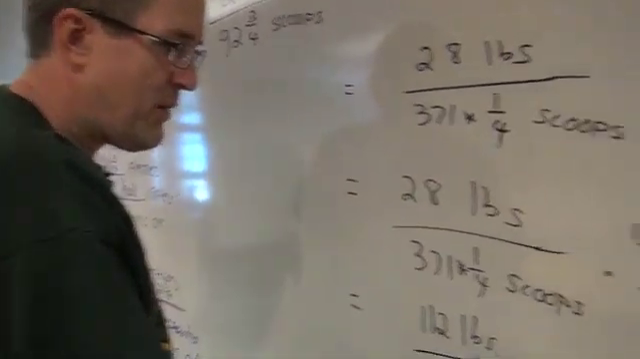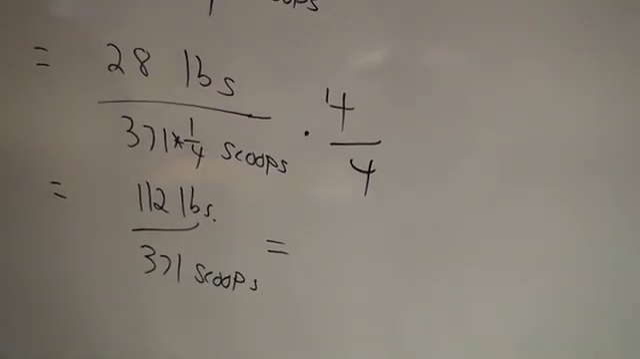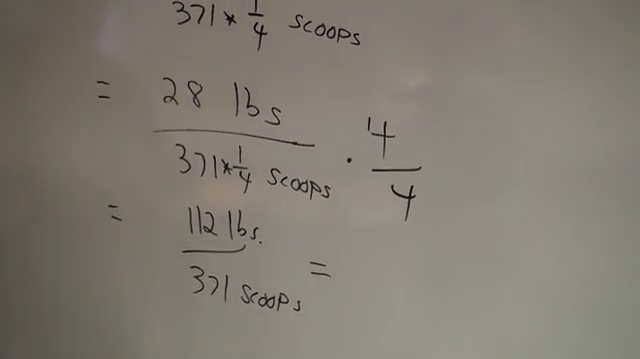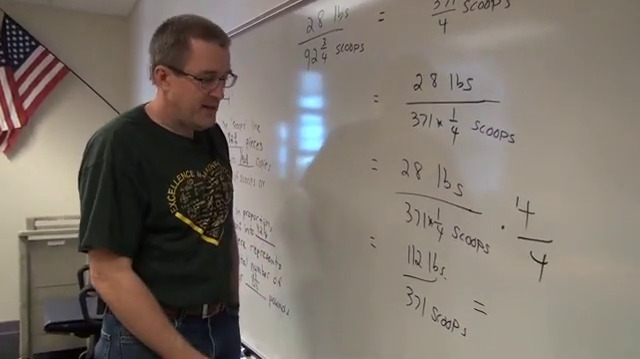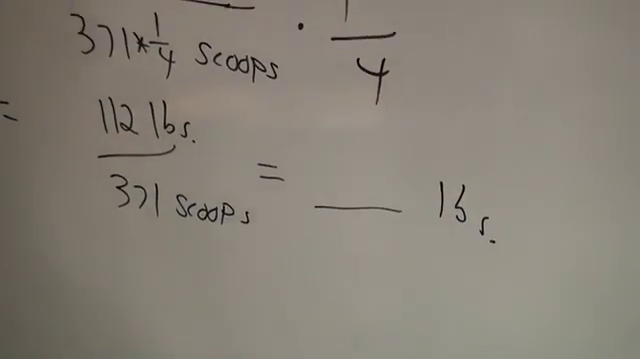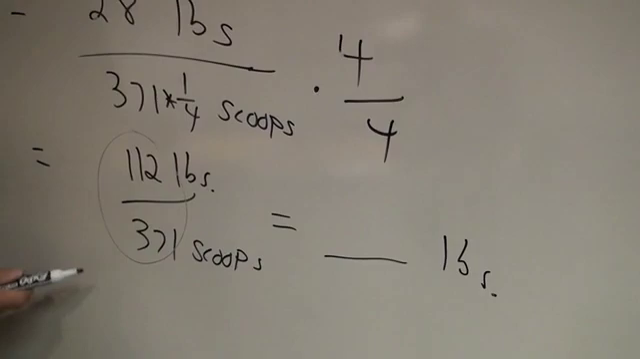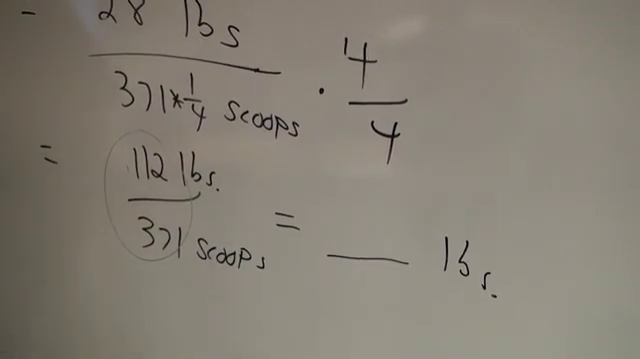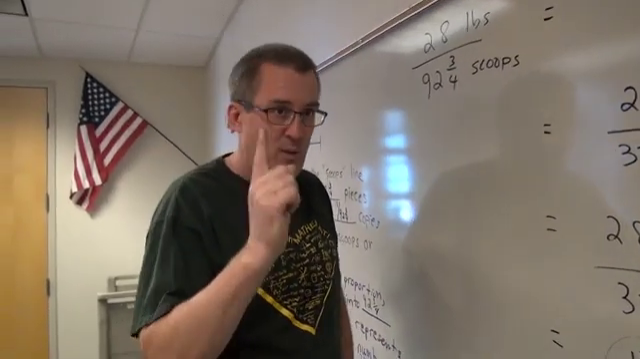So at this point, we want some flexibility, we want some fluency, we want some multiple representations. And so certainly students could write this as a decimal. If you want to take 112 and divide it by 371 and get the number of pounds in a particular scoop, that would be great. But here it is as just a simple fraction. 112/371 is the amount of pounds of dog food in 1 scoop.